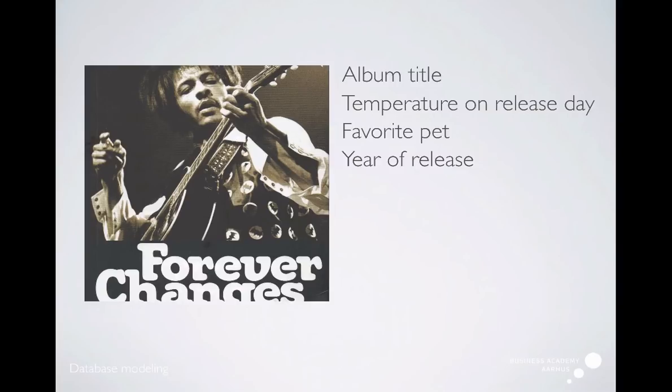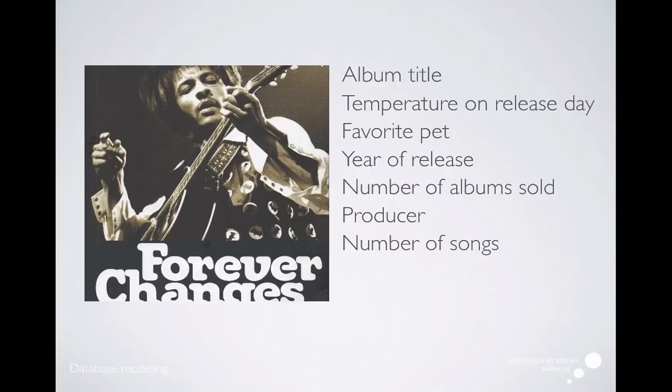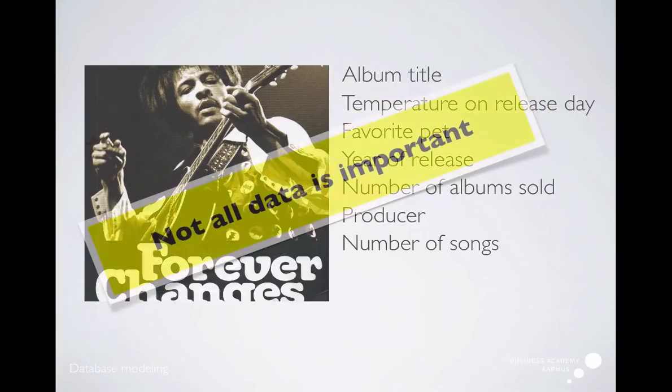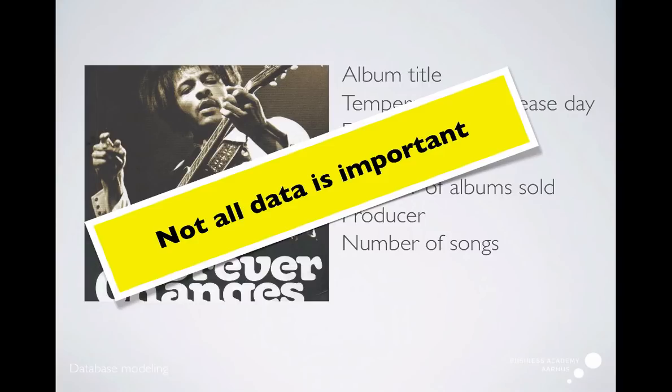Year of release will be quite important because we have to be able to search for albums for a particular year, and the number of albums sold could be important if we want to find out if this has to have an award or something like that. The producer would also be interesting to know, and the number of songs, of course, and many other stuff could be interesting, but not all data is important, as you can see by this example.